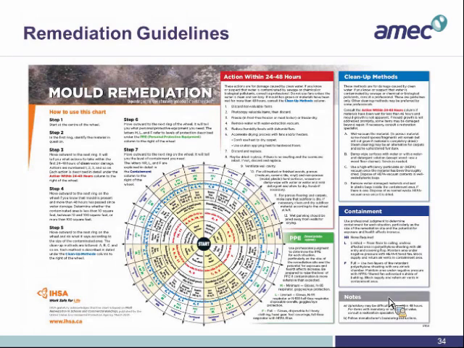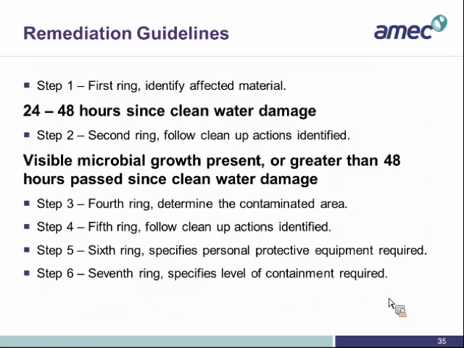So this is a tool that we included in the toolkit for mold remediation. It's similar to that table. It's just a visual that helps guide people through the mold remediation process. What it has are rings on it. The first ring identifies the affected material. If it's been only 24 to 48 hours, simpler cleanup methods are required, because there's evidence that past 48 to 72 hours, you can get mold growth. Then the next step is a little bit more involved for that cleanup. So for step 3, you're looking at greater than 48 hours having passed. There's a ring that determines the contaminated area, the next ring says what kind of cleanup actions are needed, the 6th ring specifies PPE, and the 7th ring specifies the level of containment required.